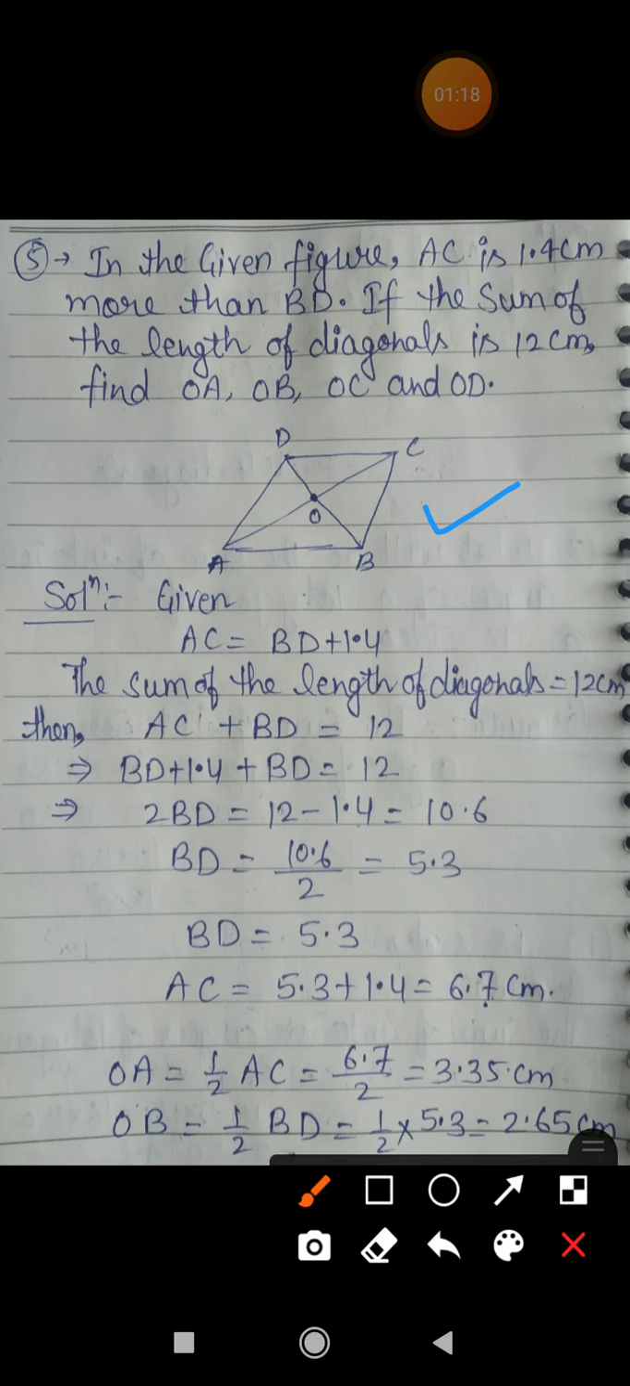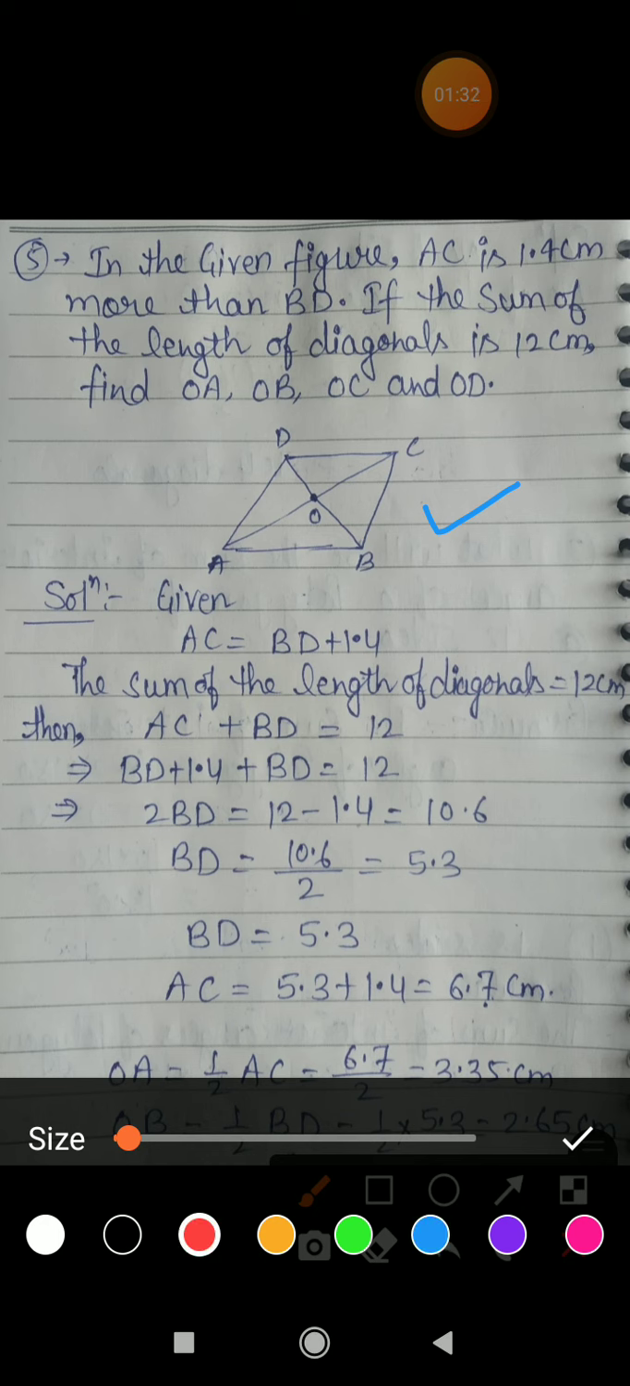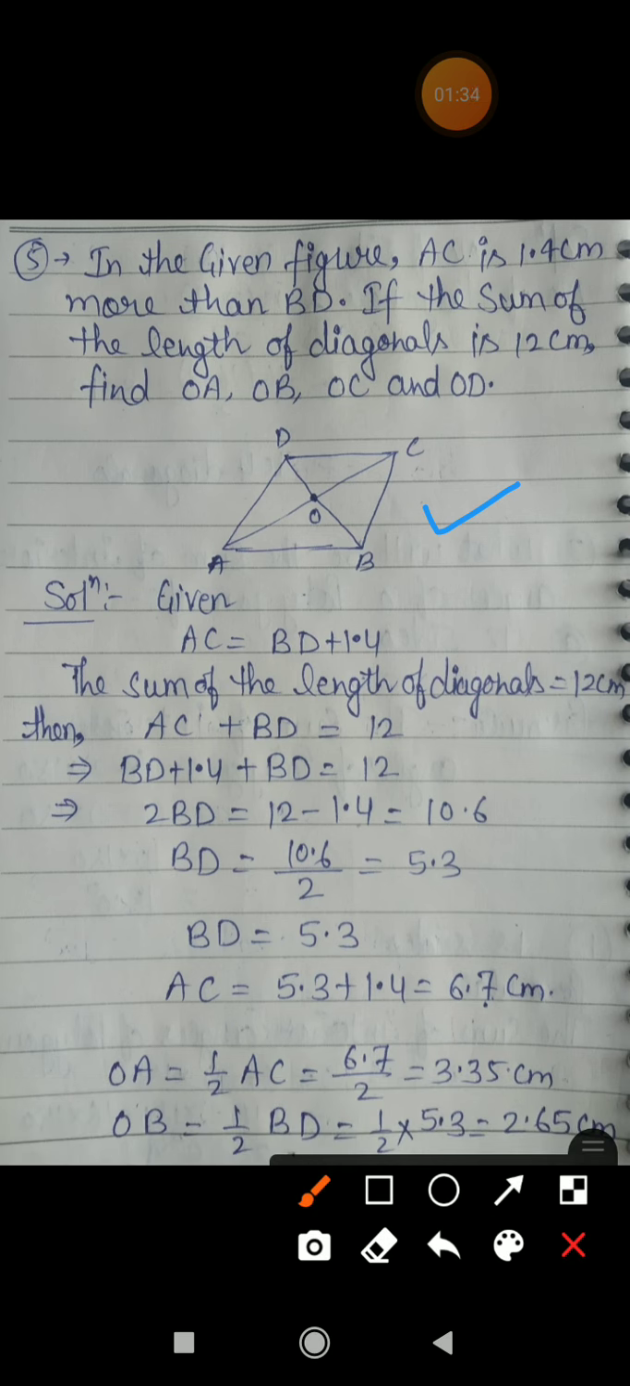This shape is in the form of a parallelogram, so we have to use the properties of a parallelogram in this figure. One thing is given here from the start of the question: AC is 1.4 centimeters more than BD. So we have to write it like this: AC is equal to BD plus 1.4.